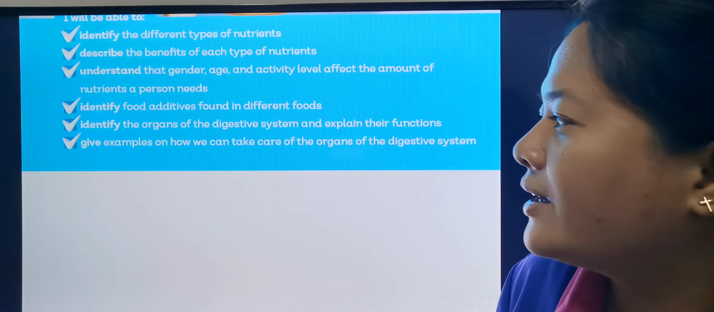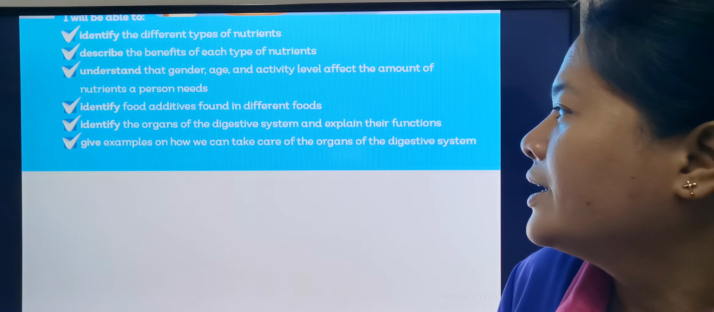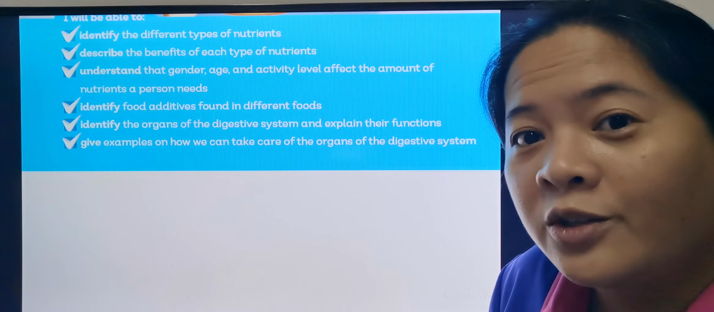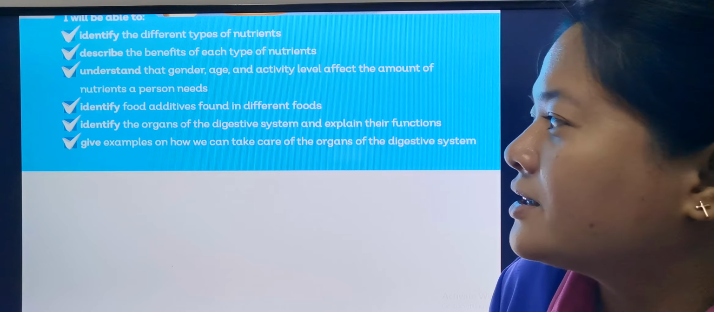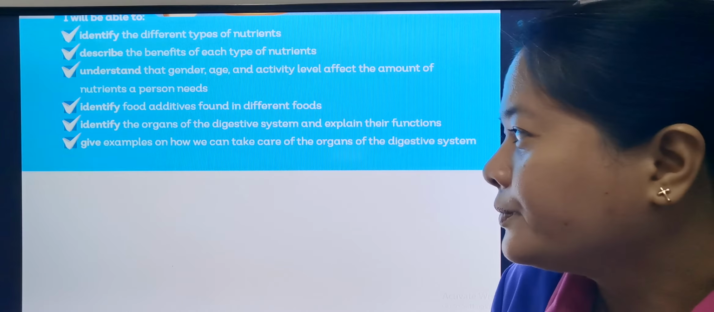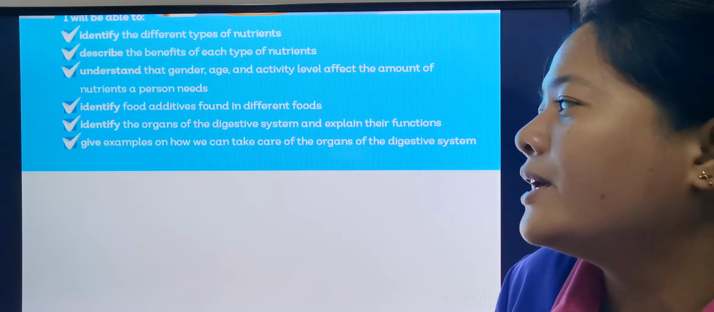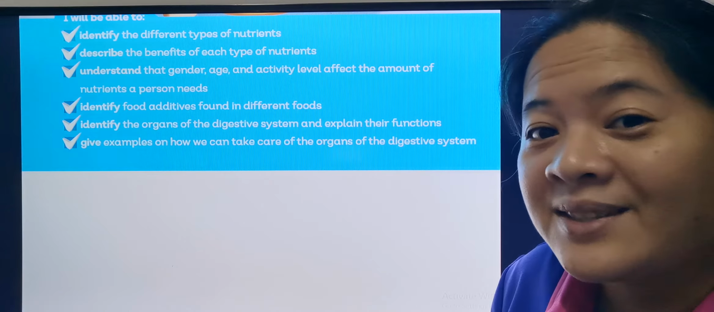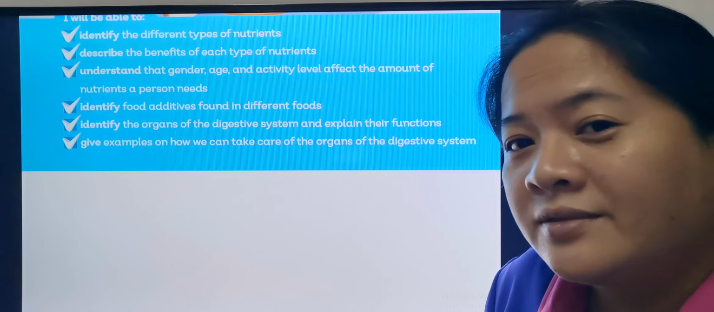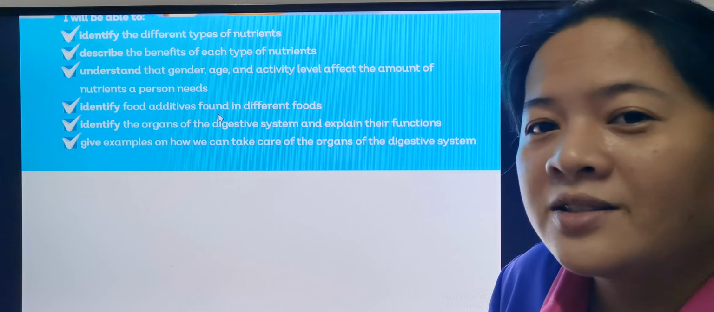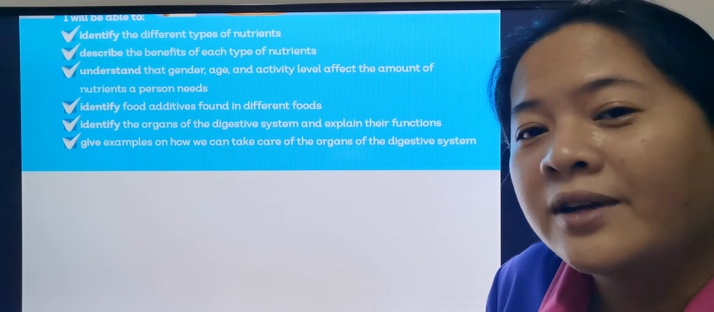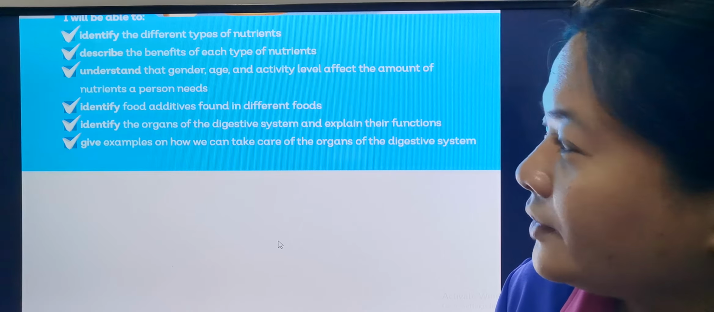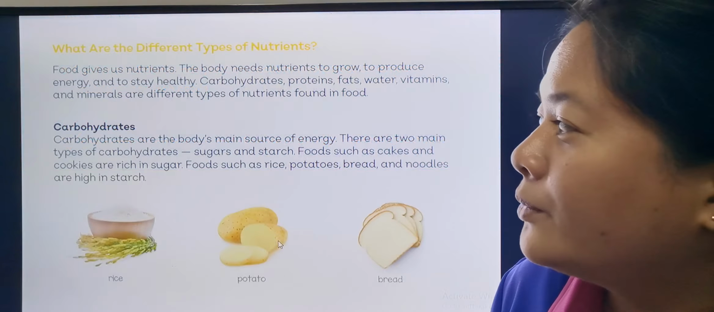And then identify the organs of the digestive system and explain their functions. We have been studying about the digestive system for 2 weeks already. And give examples on how we can take care of the organs of the digestive system. This is our lesson last week, okay? So we have studied and we have obtained these objectives. I hope you understood our lessons for 6 weeks already or more than 6 weeks. So let's go over them again one more time.